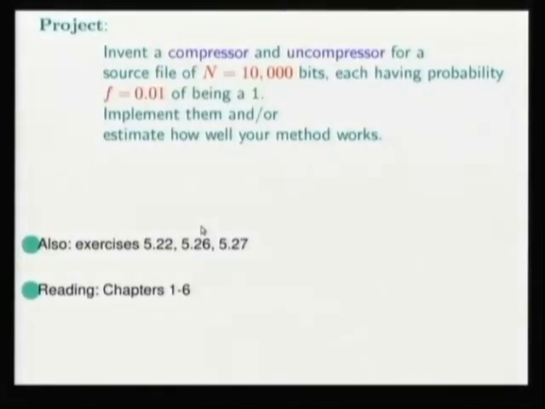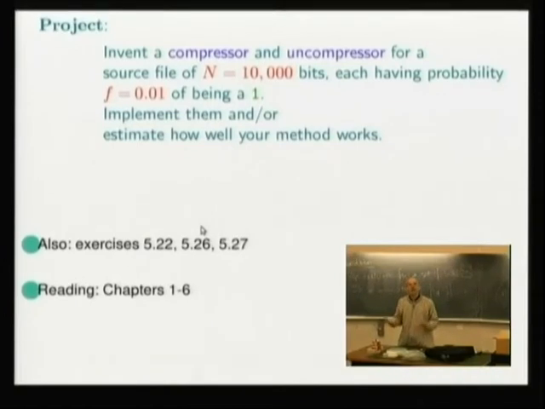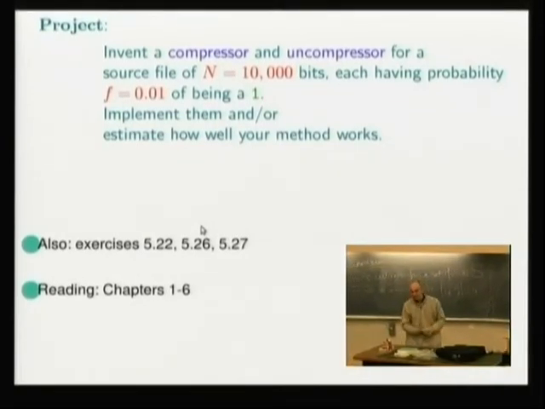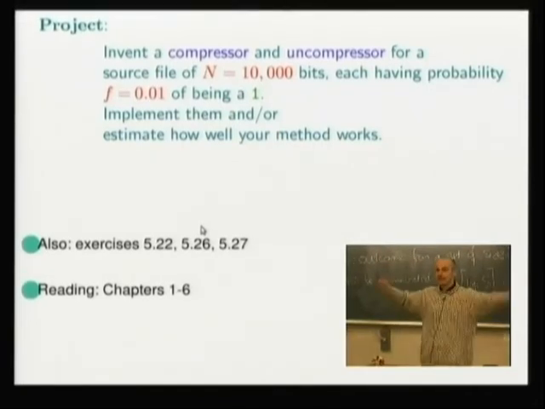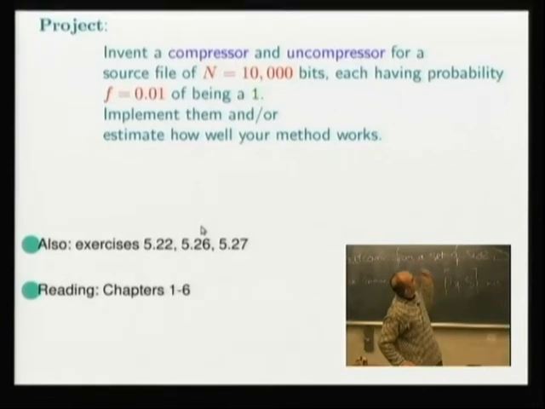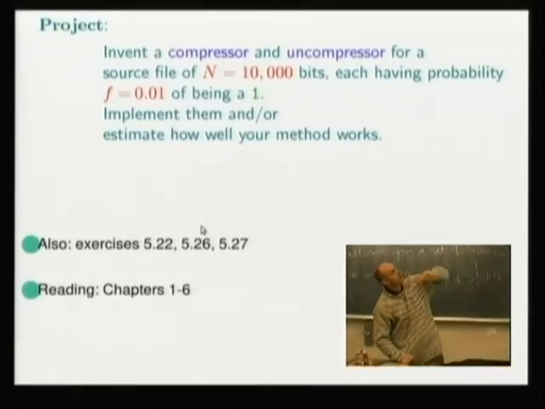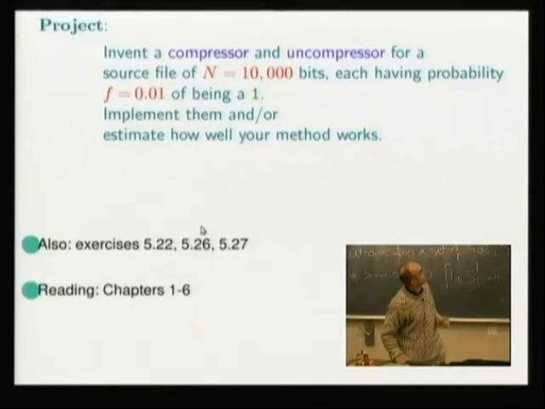And I'd like to give you a project so you're thinking about this task already before I tell you the answer or the answers. The project is, please invent a compressor and an uncompressor, which is a practical pair of systems, assuming that we've got a source file now of length 10,000, so a little bit longer, and let's assume it's a bent coin with a probability of 1% of coming out one. All right, and I'd like you to implement your compressor and your uncompressor on a computer and/or estimate how well your method works. I think this is a valuable exercise for you to do as we move on to discussing practical compressors.